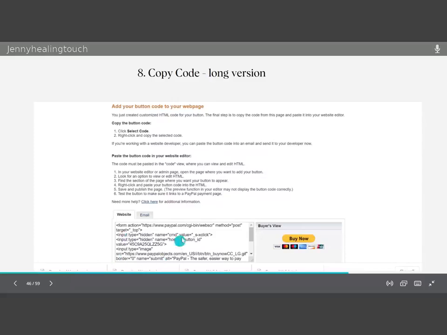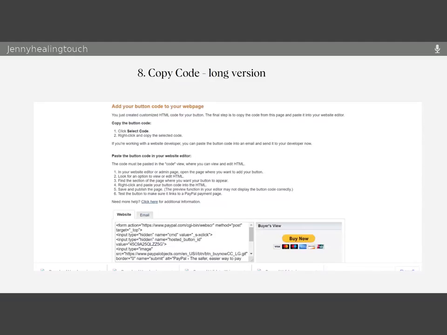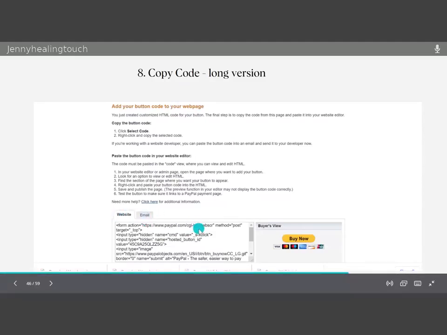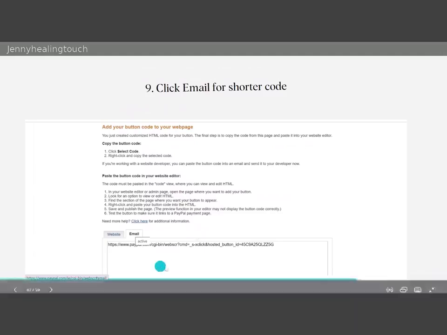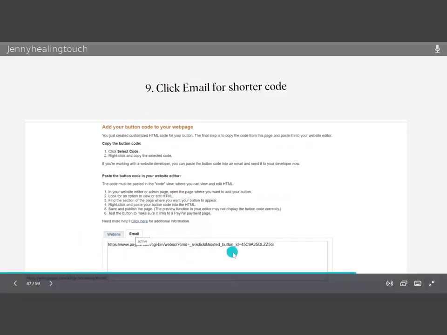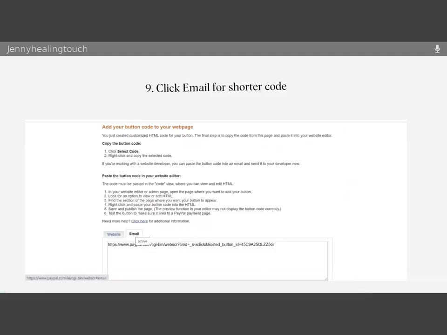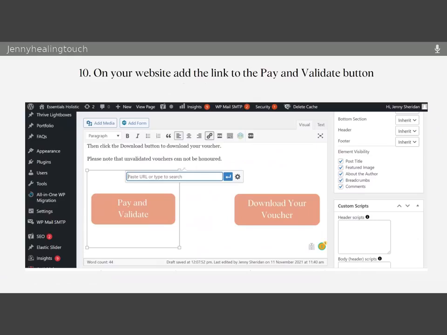So I'm going to make this code shorter. It doesn't make much difference. People don't see it, but I just like to have a shorter code. So I'm going to click on email. So you have website and email. I'm going to click on email. Then I get a shorter link. And all I'm going to do is copy and paste that. Or there's a little option down below to copy the URL. And that is the button made. And the link is made.